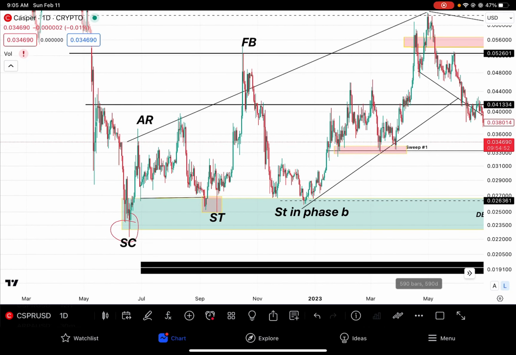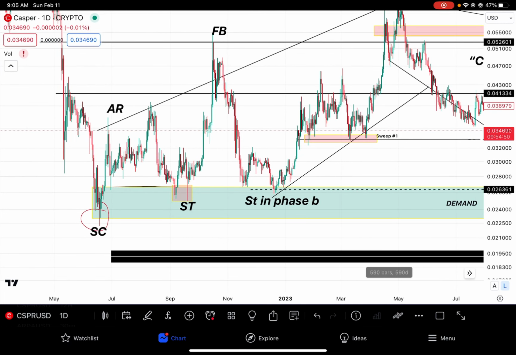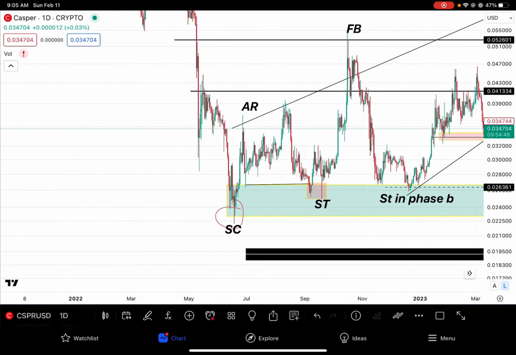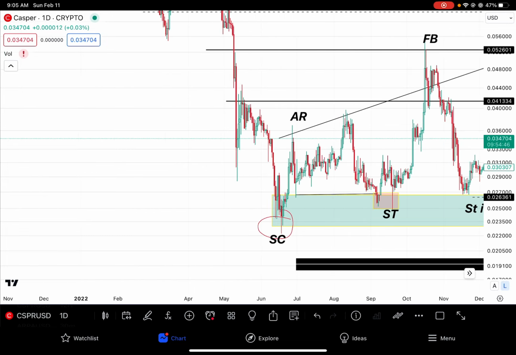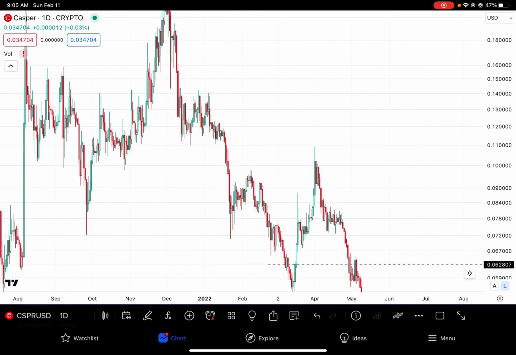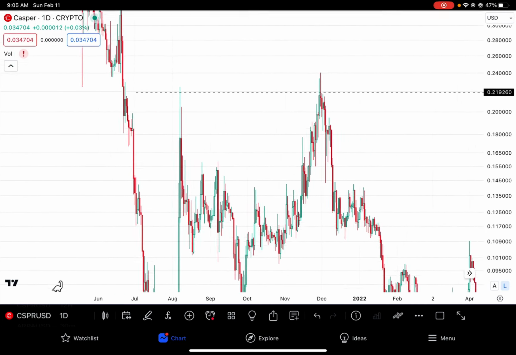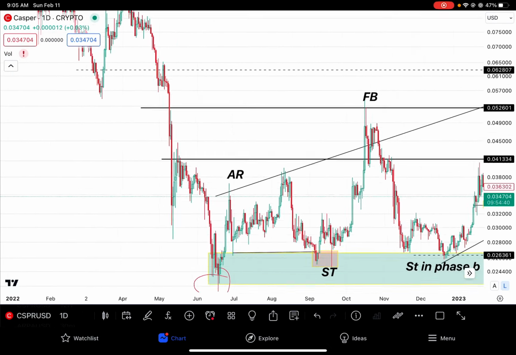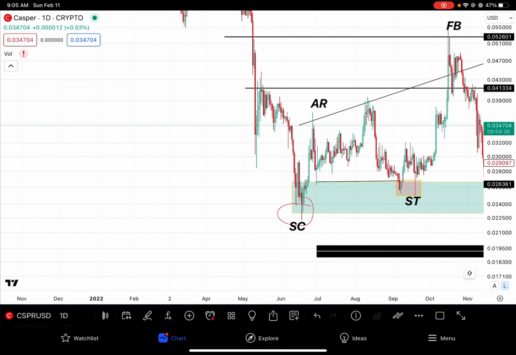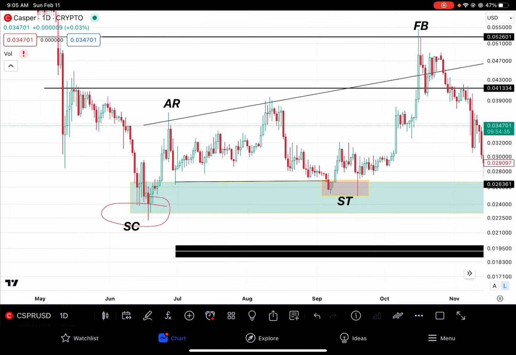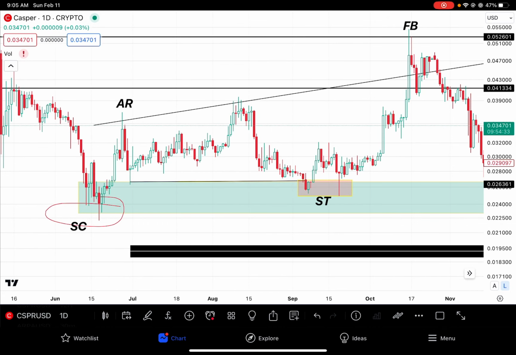Let's take a look at Cspr over here. And what you have is a selling climax after having an aggressive bear market, an aggressive 5-wave move to the downside. And it doesn't take much to move the price back up. So you have your composite operator buying up all of that fear, prompting the price to have an automatic rally.